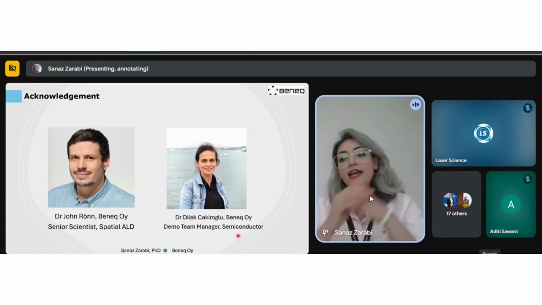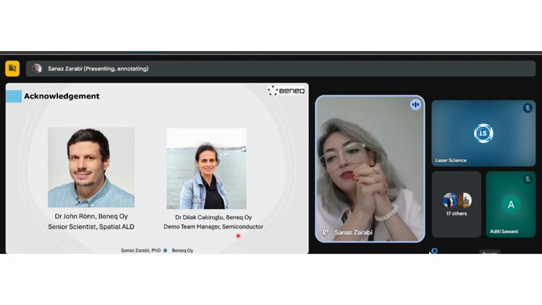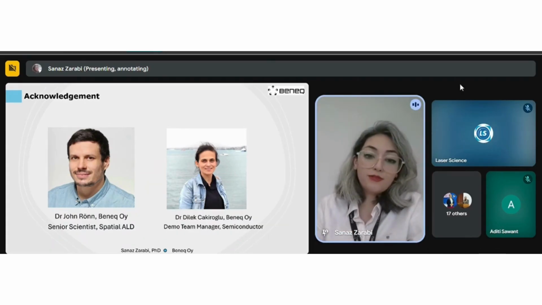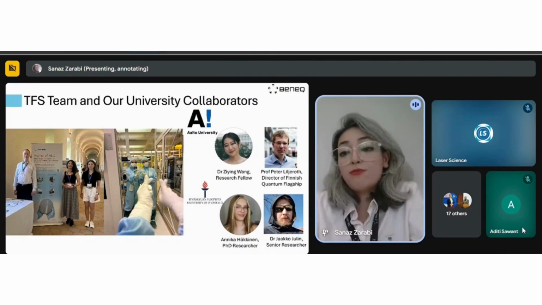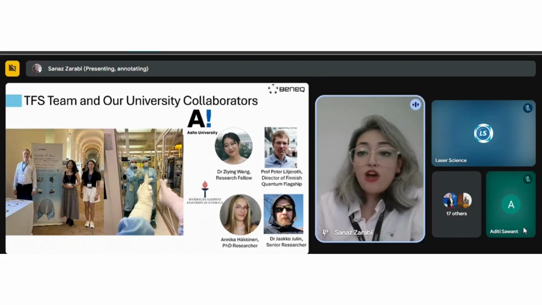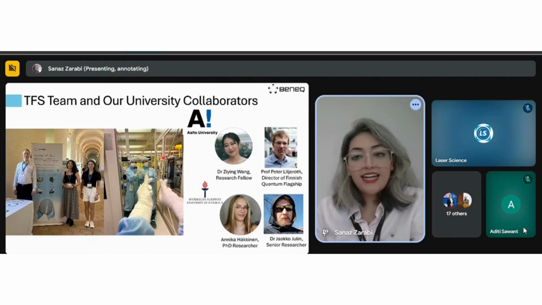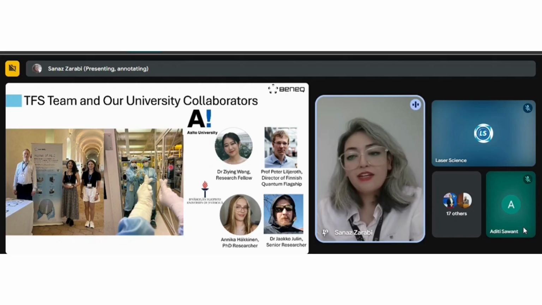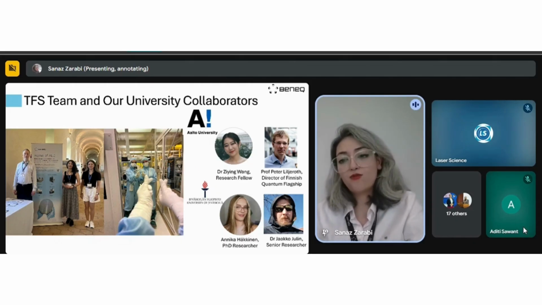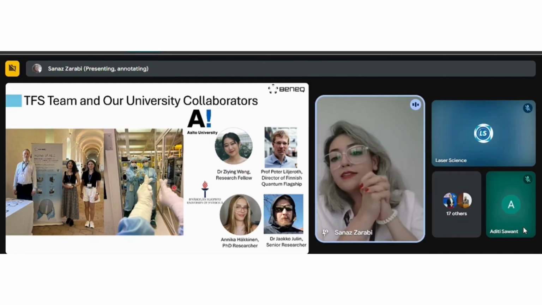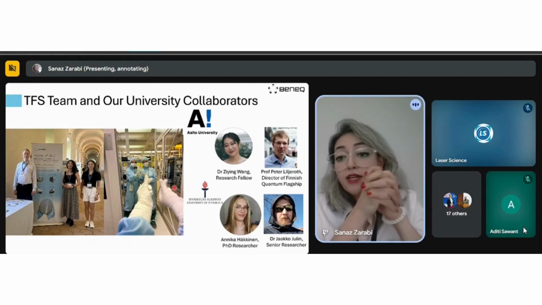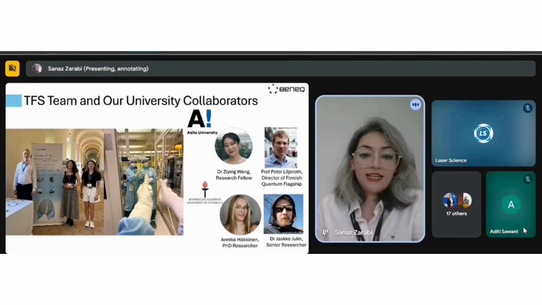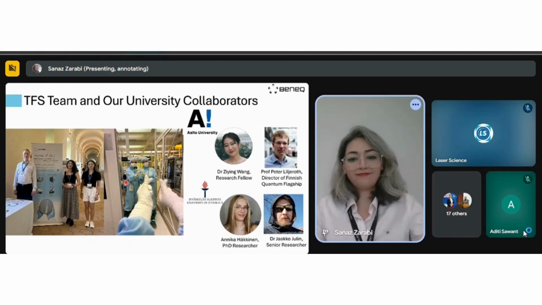I would also like to thank Dr. Dilek Chakroglu for her kind support with the room temperature conductivity measurement. My appreciation also goes to our collaborators at Aalto University who are doing outstanding work in low temperature physics. Their insights and contributions have been instrumental in moving our research forward. Thanks also to our partners at the University of Jyväskylä for performing the time-of-flight measurements, which provided key data on impurity quantification. And thank you all.